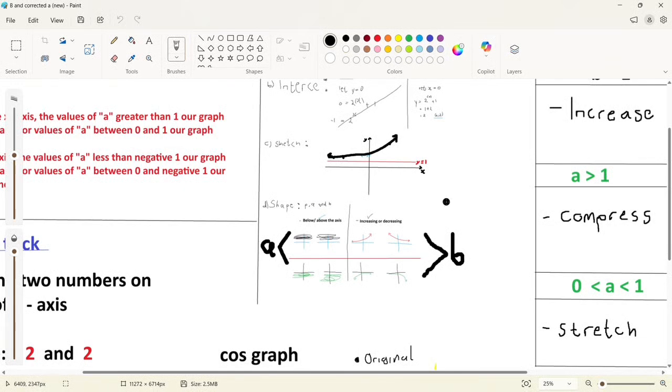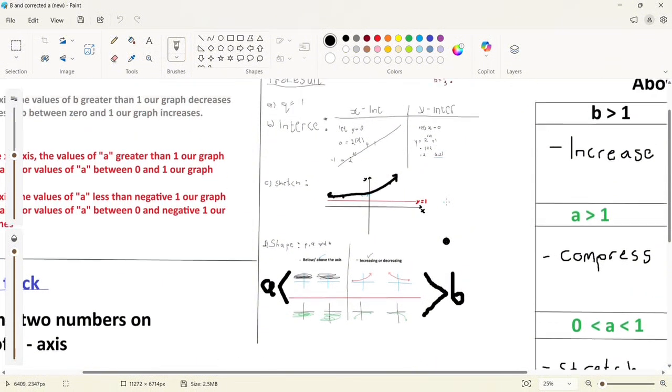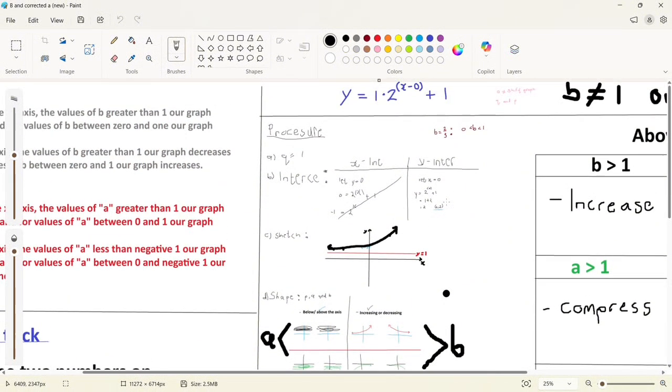Now you have to take note that our a and b come into play when we want to identify the shape of our graph. Okay, the shape of our graph, it's 725. I'm just pausing the video quickly.